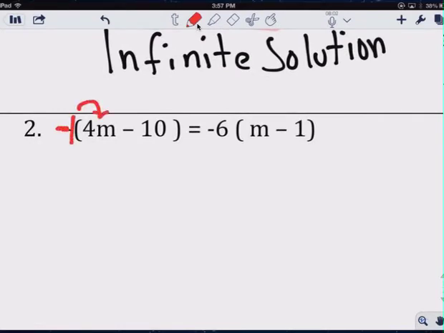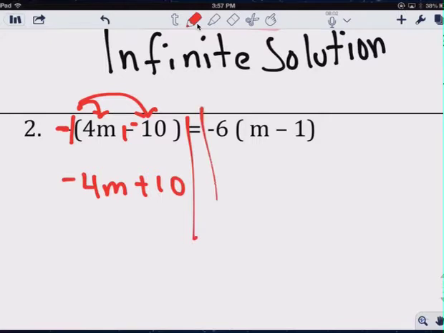Okay, here again, make sure you remember that this is a negative 1 that I didn't stress in class. I will try tomorrow. Negative 1 goes there. Negative 1 goes here. That gives you a negative 4m. An additive inverse, that becomes a positive 10. And both sides we need to distribute in this case. Negative 6 times m is negative 6m. Additive inverse, distribute, that's a positive 6.